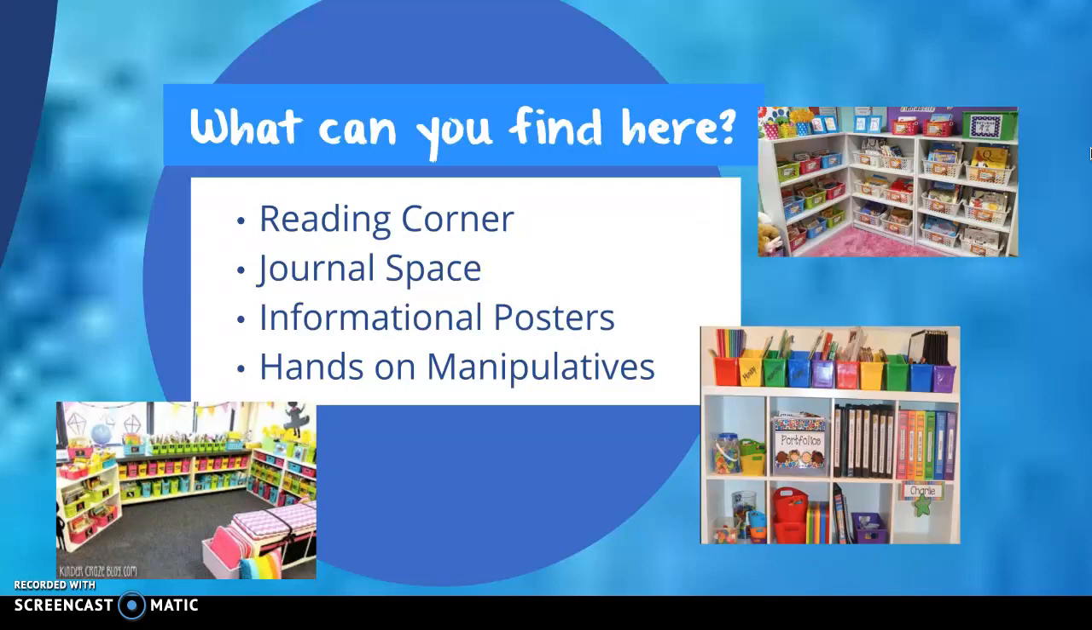Another aspect I would like to see is the amount of resources that students have access to. These may be associated with activity theory, which I will go into deeper later. With these resources, students would have the opportunity to learn and comprehend information in a way that may be effective for their individual needs. This may include having a reading corner, journaling space, informational posters, and hands-on manipulatives for students to use.